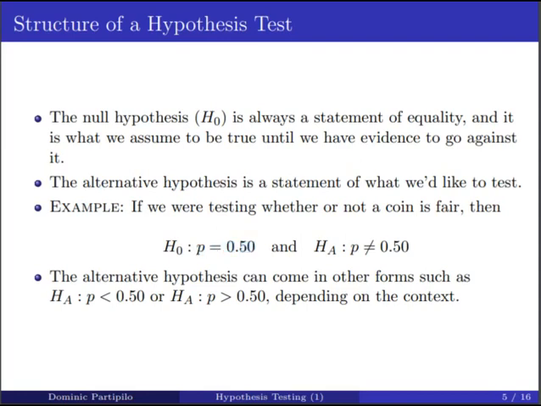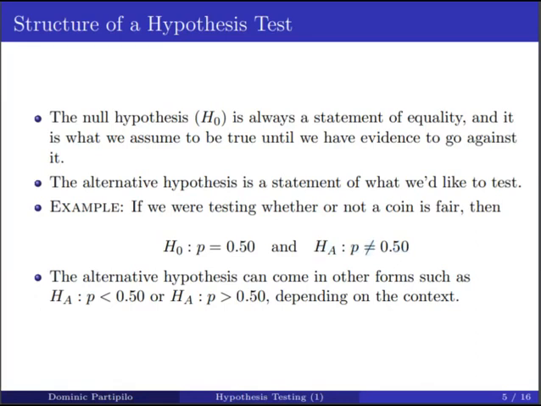And our alternative hypothesis, that's what we're trying to prove, is that the coin is not fair. So if the coin is fair, then p is equal to 0.5. If the coin is unfair or not fair, then the probability of heads is going to be not equal to 0.5. Whether it's less than or greater than, this is what we're trying to prove. And then the last thing to note here is that it doesn't necessarily have to be a not equal sign in the middle here for the alternative hypothesis.